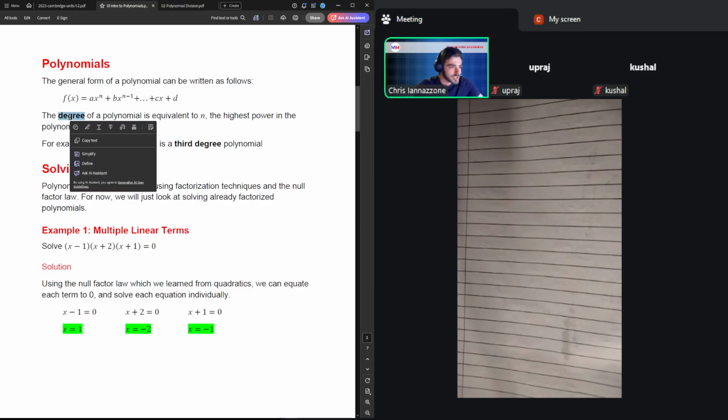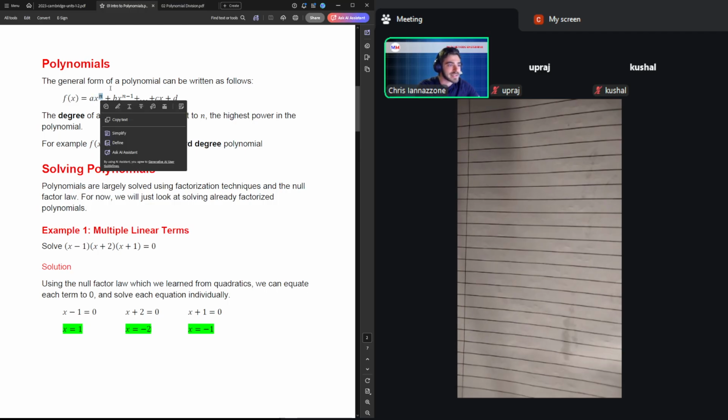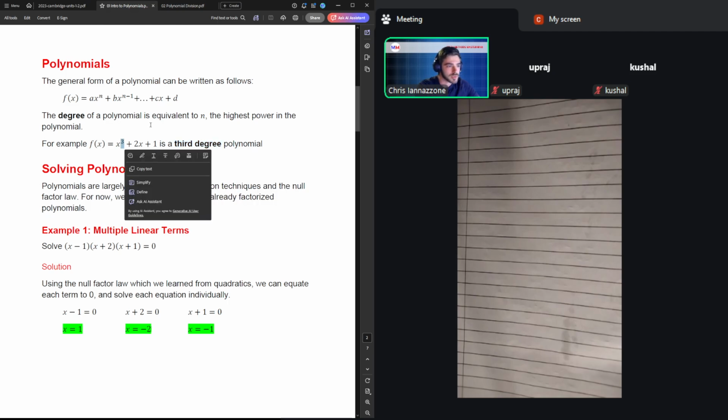Just a bit of terminology, the degree of a polynomial is equivalent to the highest power of that polynomial. So whatever n is the most leading term here, like in this case here, this would be considered a third degree polynomial because it is x to the power of 3.